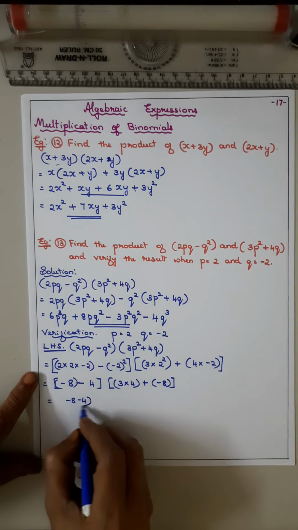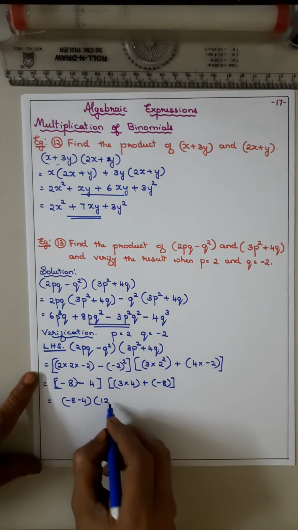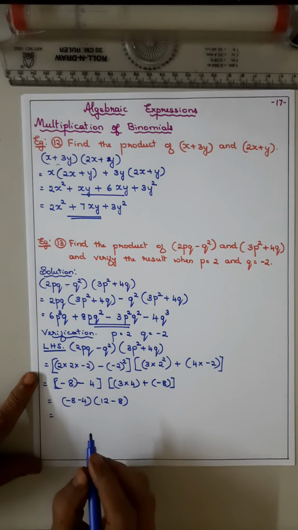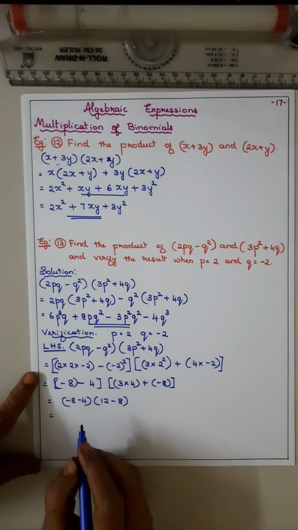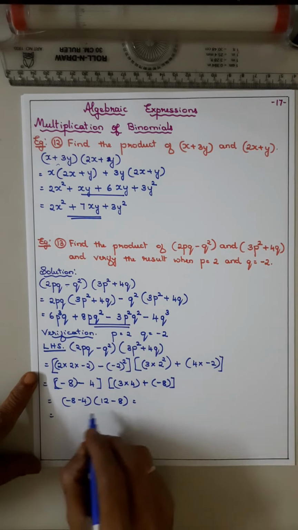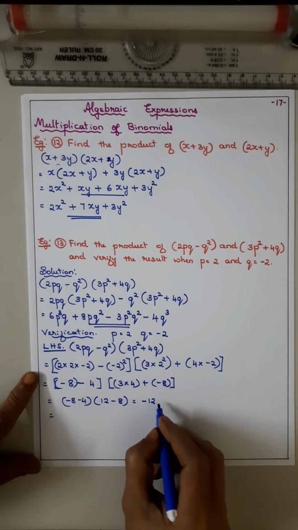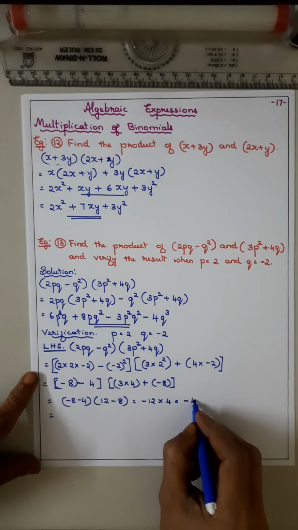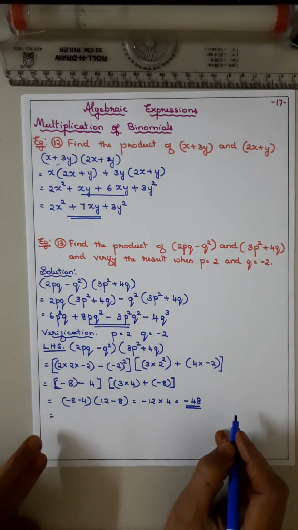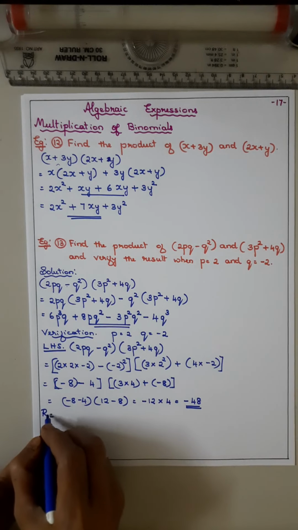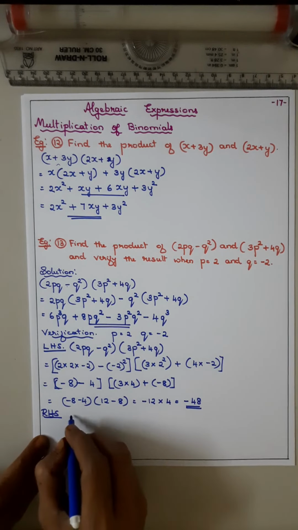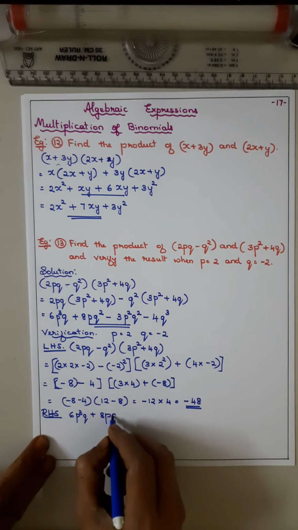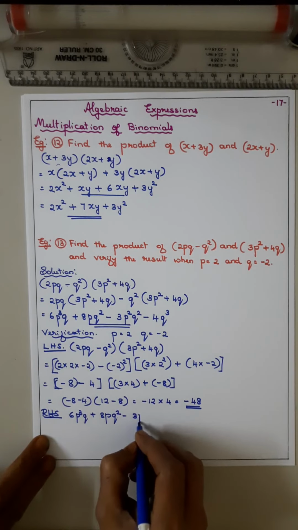Okay, now it will be minus 8 minus 4. Minus 8 minus 4. And here it will be 12 minus 8. That becomes minus 8 minus 4, how much? Minus 8 minus 4 becomes minus 12, into 12 minus 8 is 4. That means minus 48.